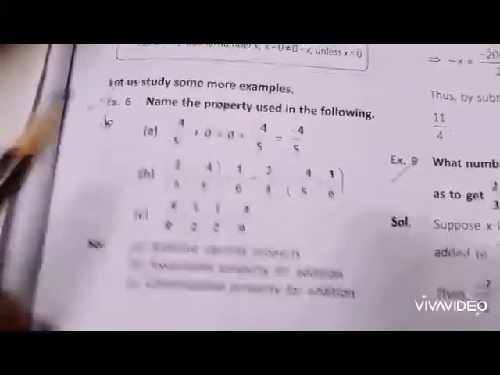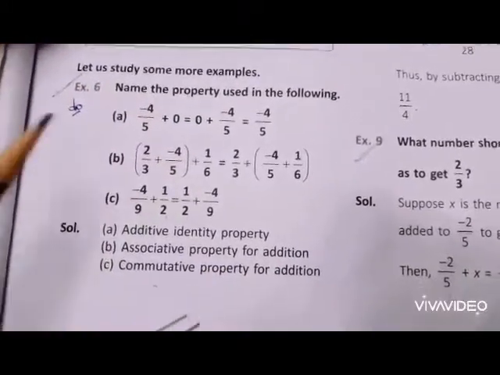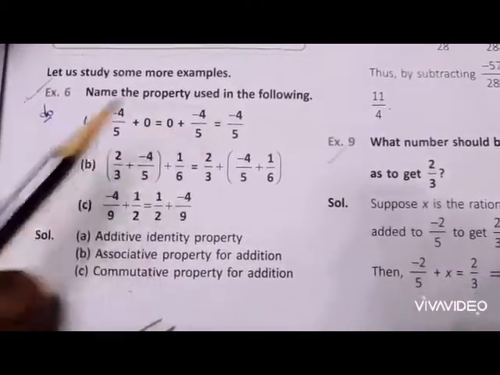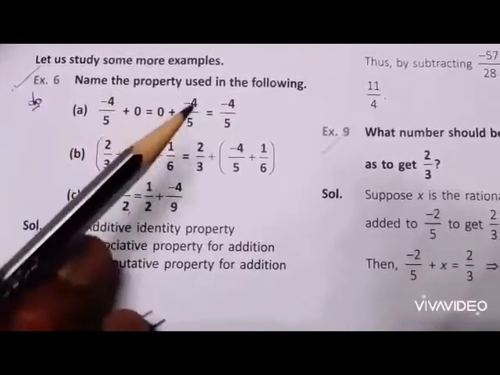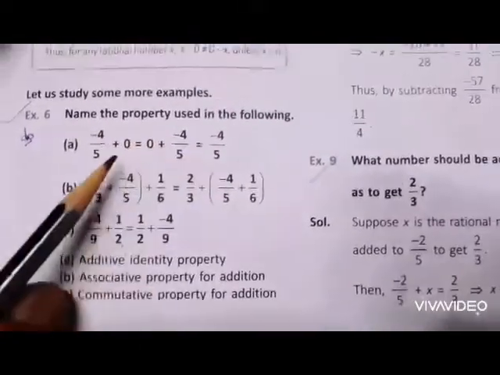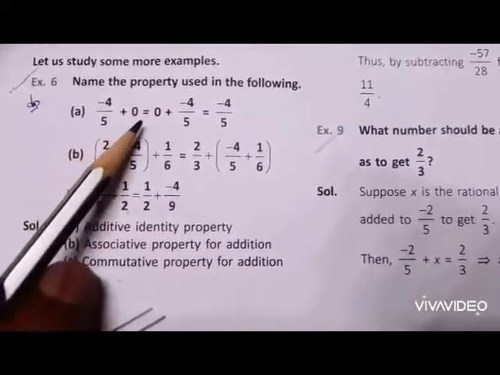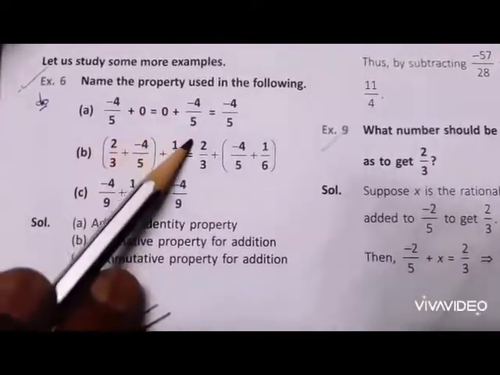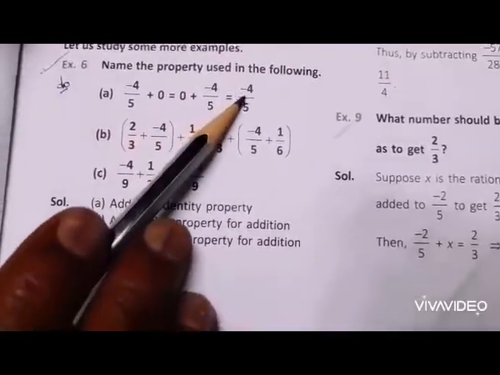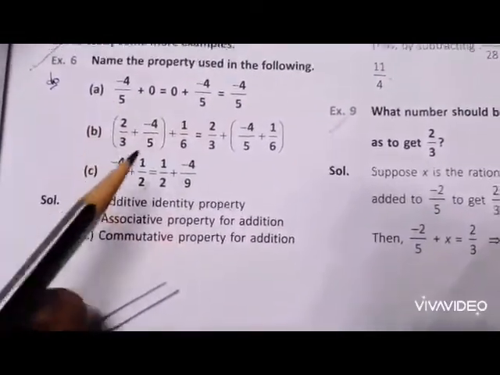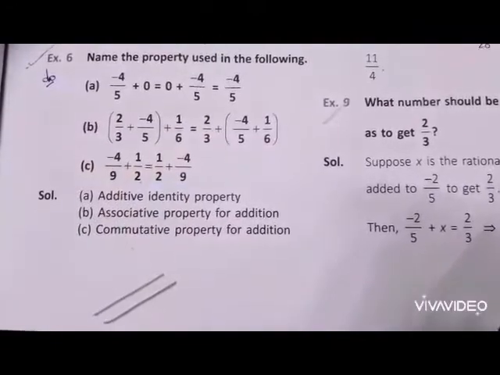Here we are seeing some examples, and it is written over here, we have to judge what property is used in the following 3 examples. One is minus 4 upon 5 plus 0 is equal to 0 plus minus 4 upon 5. That is, the answer is minus 4 upon 5. This is a solved example. I am just giving you the explanation.